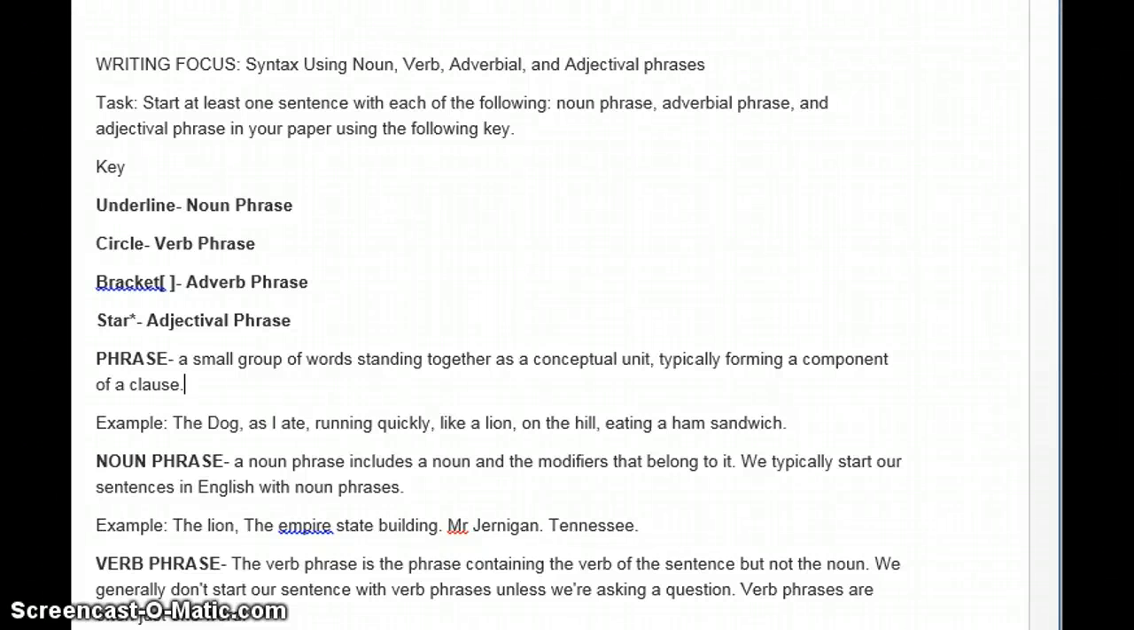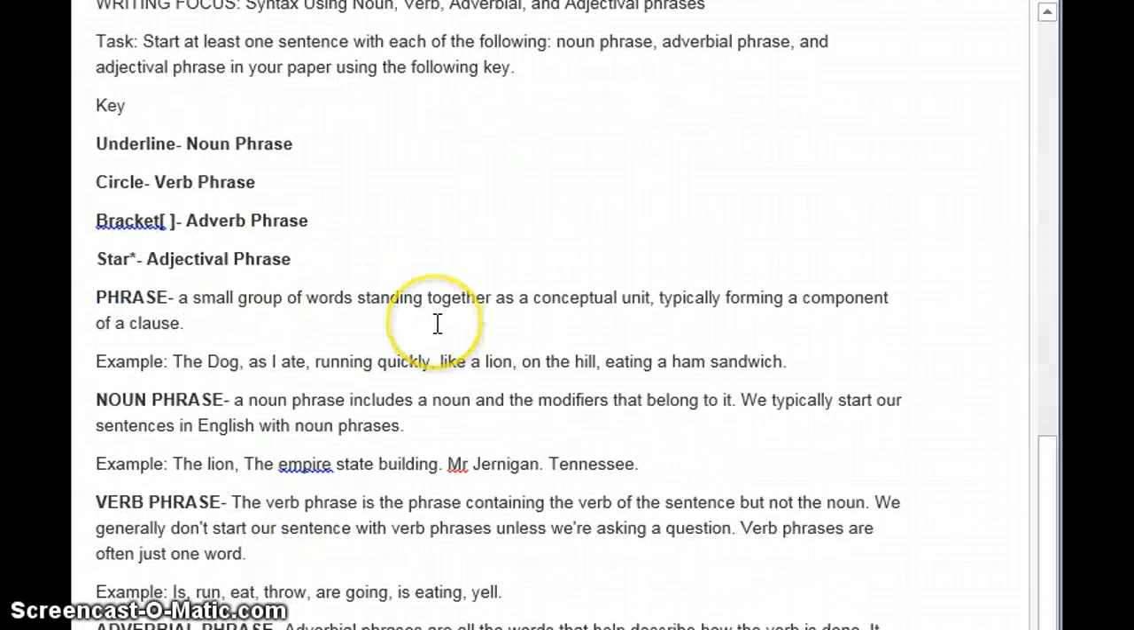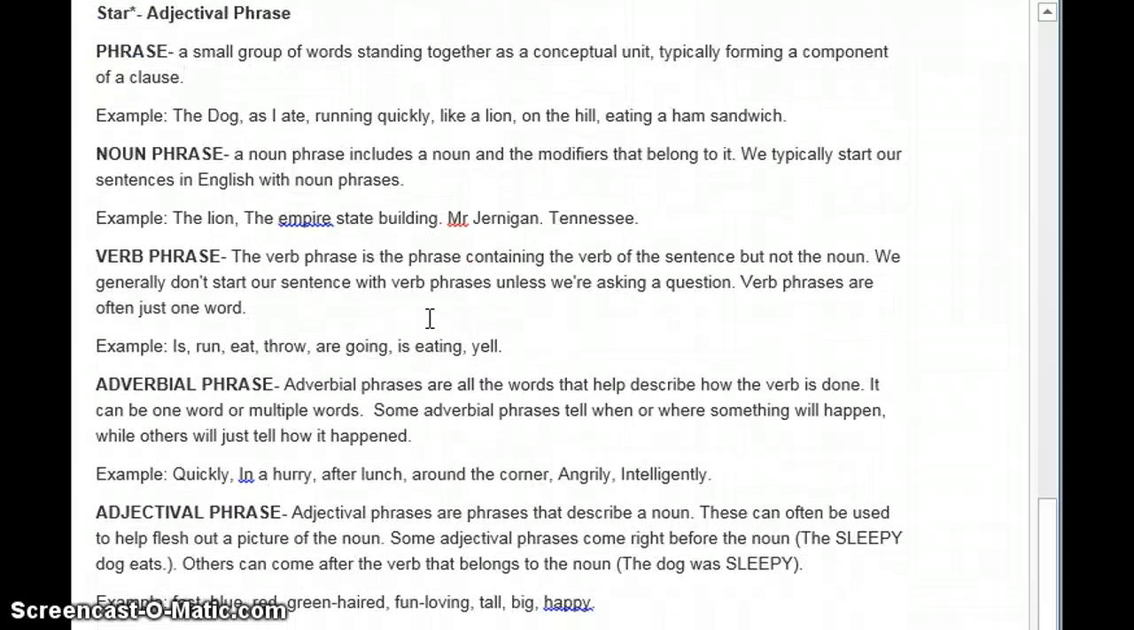Today I'd like to take a chance to talk to you about our writing focus for our week 1 DWA, the name writing. Our writing focus this week is building syntax using noun, verb, adverbial, and adjectival phrases in order to mix up our syntax. So we're going to talk about a couple different important definitions here as far as grammar goes.